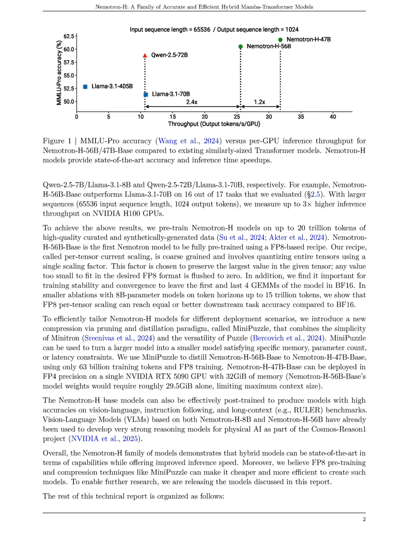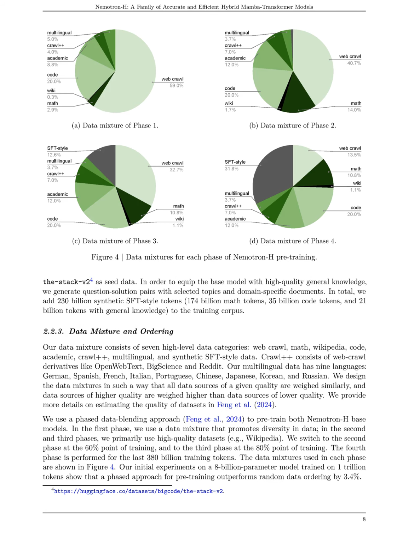In terms of training methodology, the models are pre-trained on vast datasets, with Nemotron-H8B base trained on 15 trillion tokens and Nemotron-H56B base on 20 trillion tokens, utilizing a layer-wise mixed precision approach where most layers operate in FP8, except for the first and last 4 layers, which are in BF16. This training process employs a phased data blending strategy, initially promoting diversity and later focusing on high-quality datasets, which significantly improves model performance on downstream tasks.